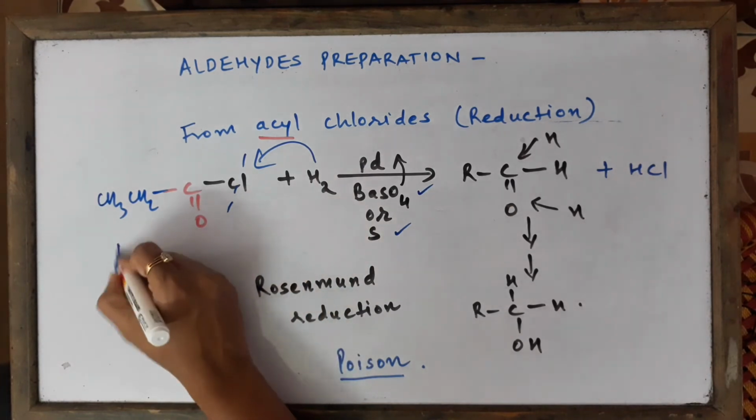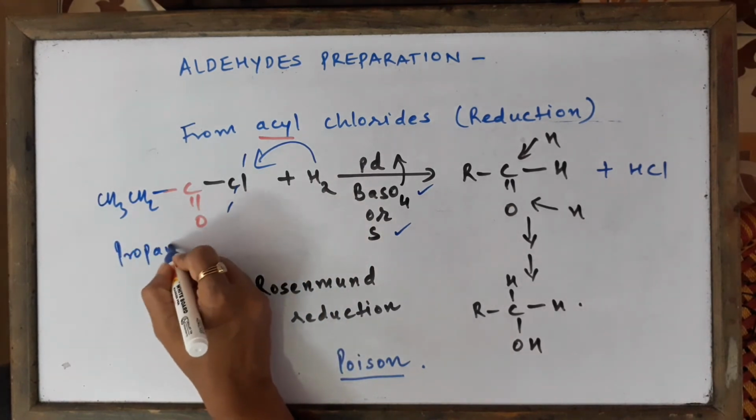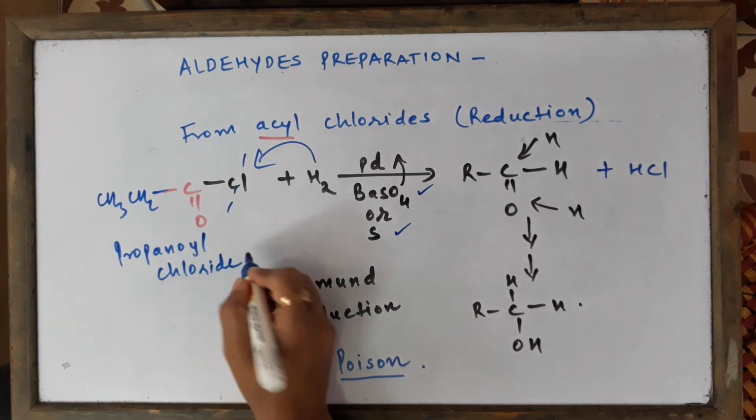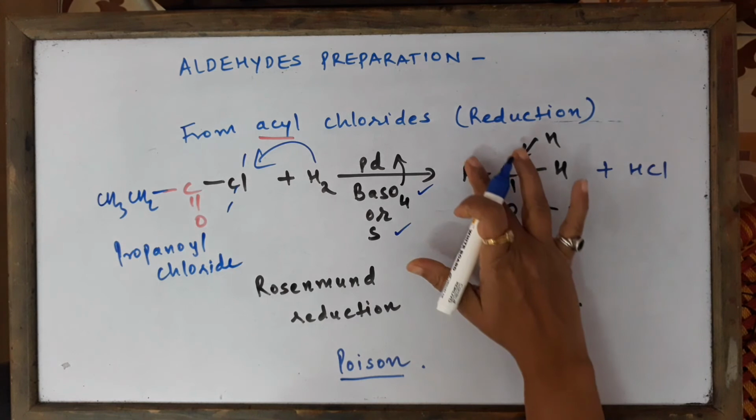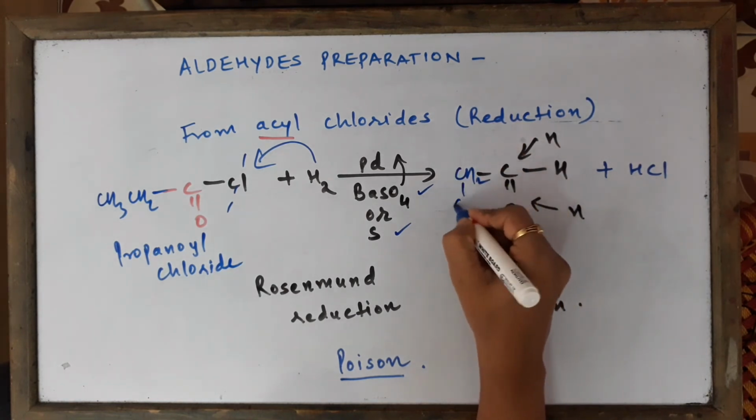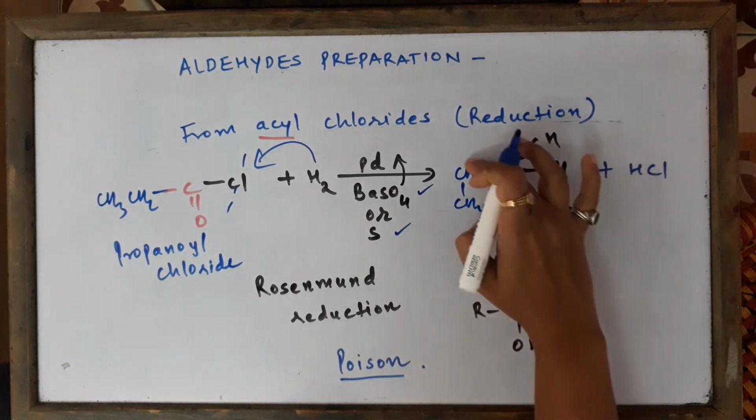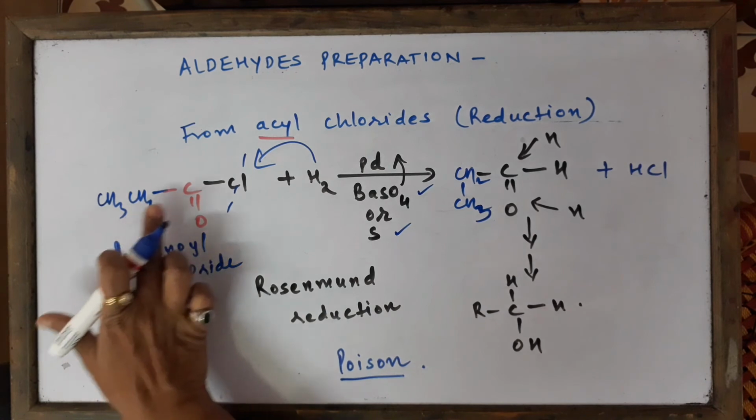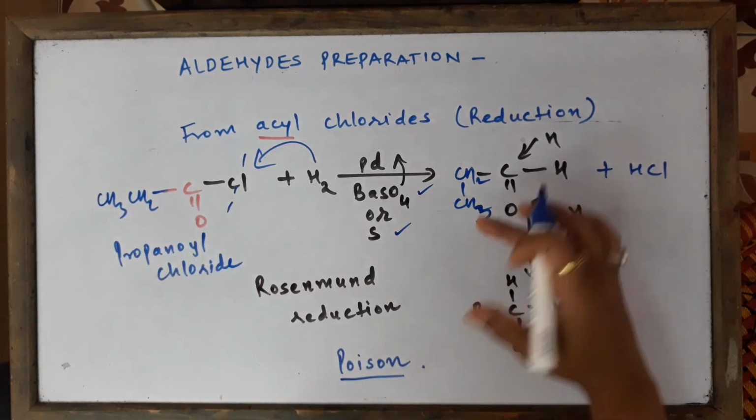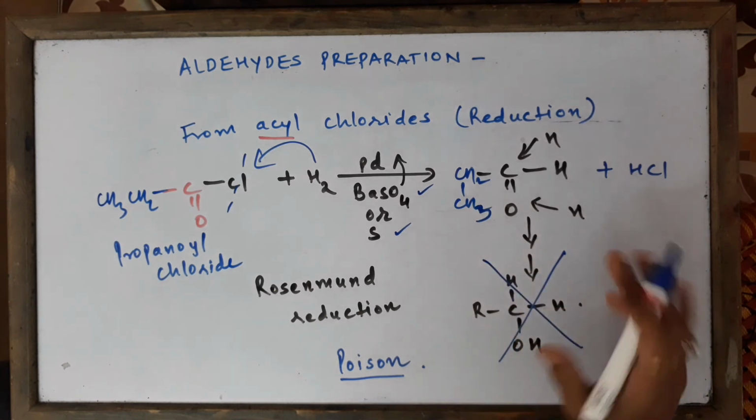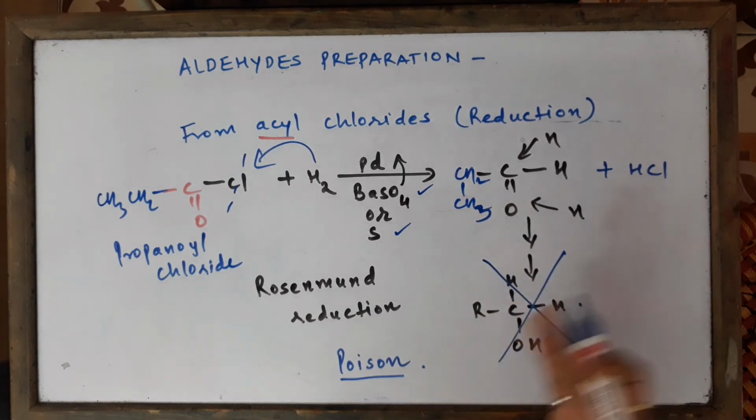If I take propanoyl chloride, and it is given in the exam to complete, it's very simple. You just have to apply your logic. So CH3CH2COCl has got converted into CH3CH2CHO, and this other answer you have to rule out because Rosenmund reduction is not going to give you that. So this method can be used for n number of such reductions.